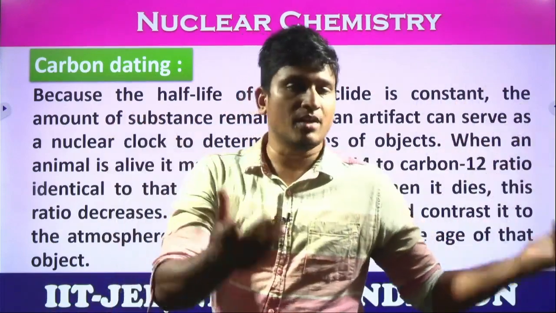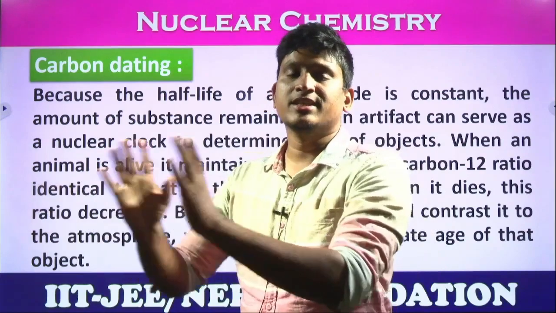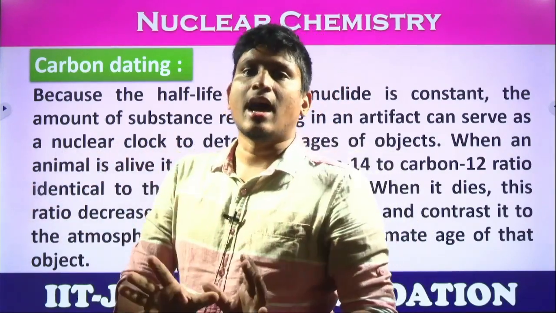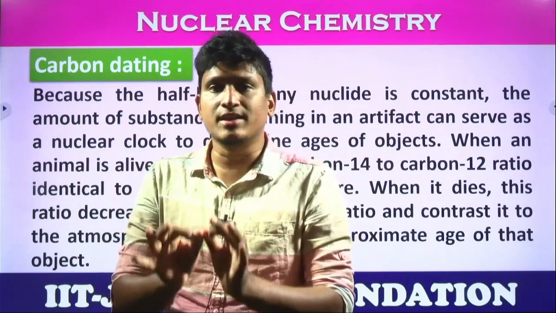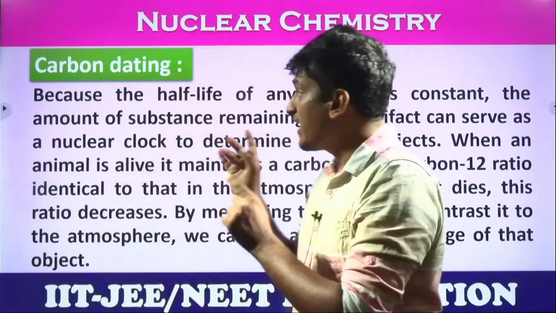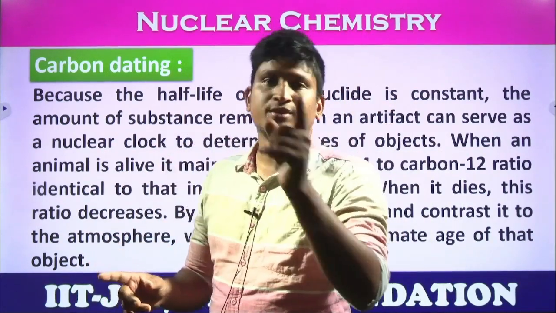Like carbon-14, so many years; radon, these many days; uranium, some billions of years. So this half-life is constant for all the isotopes. It is not changing from one atom to another atom, it is constant. So based on this number we can find the life period, the age of the fossil.